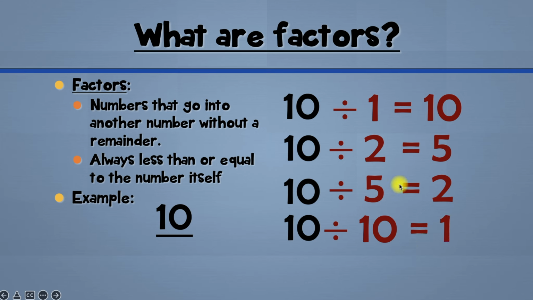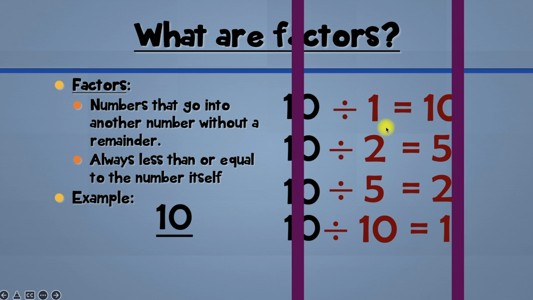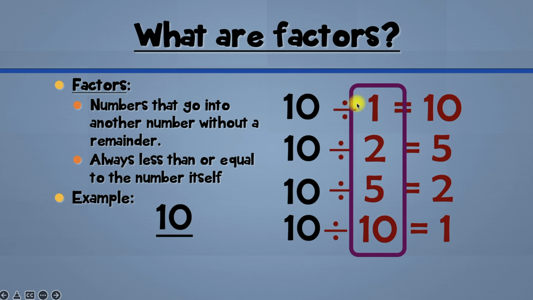So what we've done is we found all these different numbers that can go into 10 without a remainder, like it says in the first bullet point, and each of these numbers is less than or equal to 10. So all of these numbers here are factors of 10. So if we're really asking for the factors of 10, we can write them in order: 1, 2, 5, and 10.